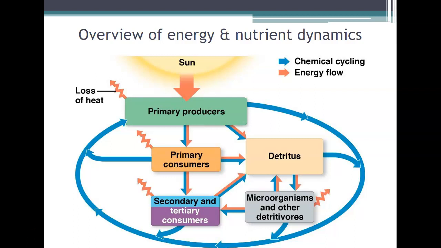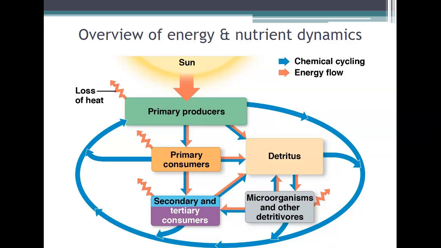Here's kind of what that looks like in a graphic point of view. So the chemical cycling oftentimes has to do with nitrogen or phosphorus or carbon. All organic things, all living things have carbon in them. So there is that transfer. And that's why a lot of the arrows have a tendency to overlap.